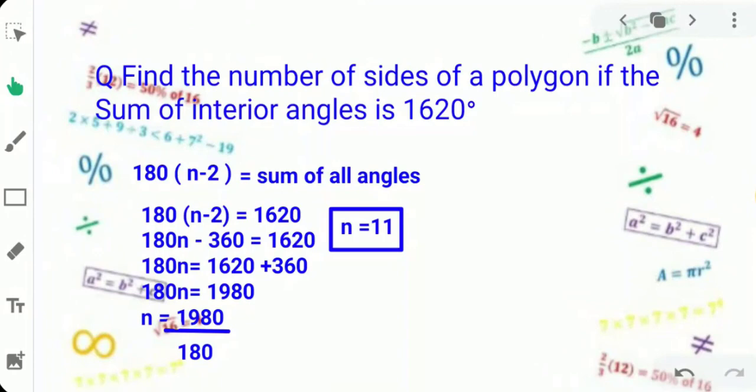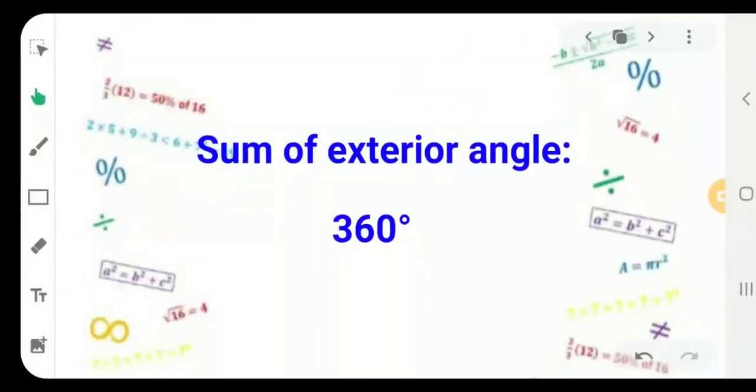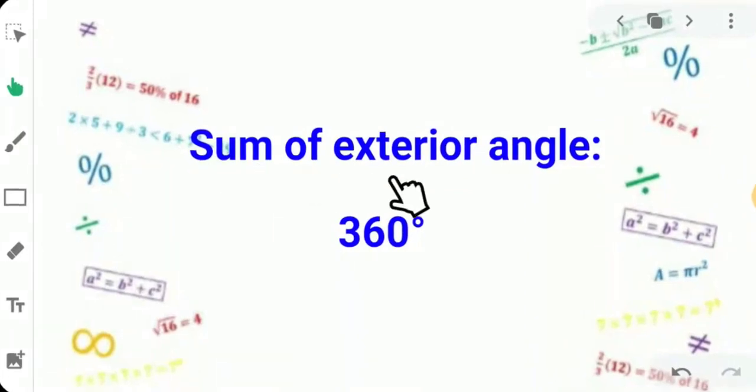Now, let's move on and talk about exterior angles. As exterior angles are also part of a polygon, we are now going to talk about them. Calculating the exterior angle is very easy. The sum of exterior angles is 360 in all cases, whether it's a regular polygon or an irregular polygon. The sum of all the exterior angles, that is, the angles outside the polygon, will always be equal to 360, whether it's a three-sided polygon like a triangle or a four-sided polygon like a square. It will always be equal to 360 degrees.